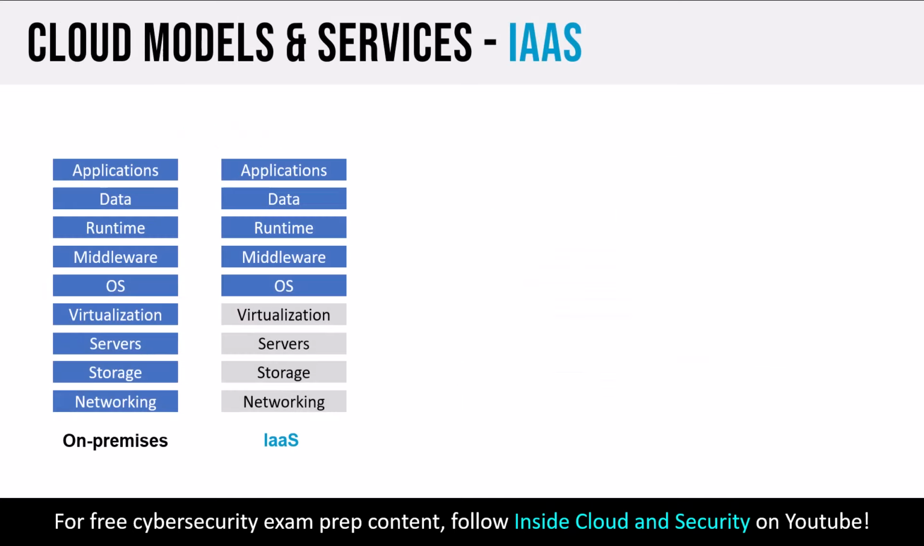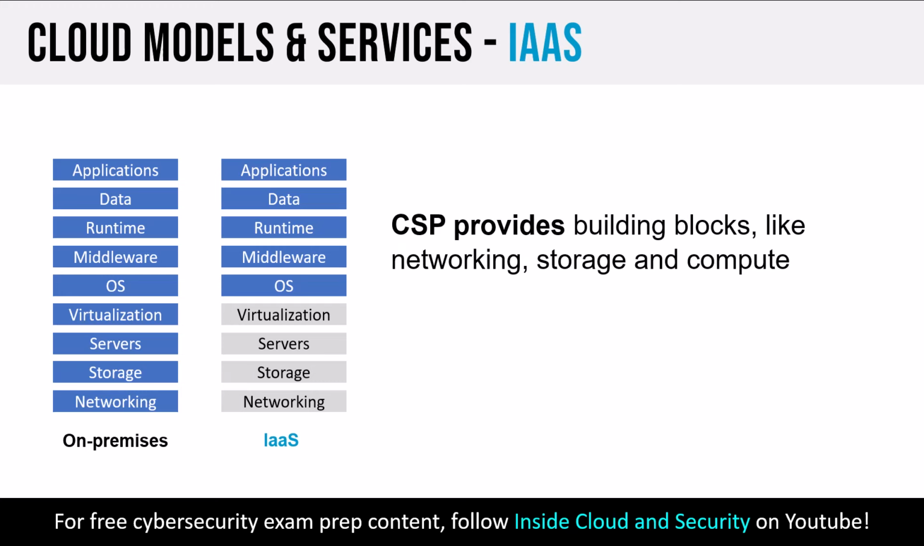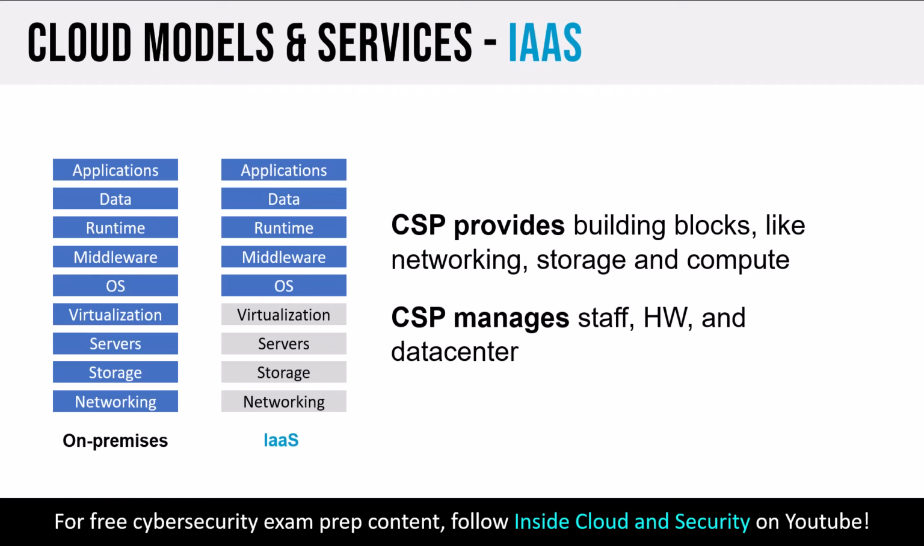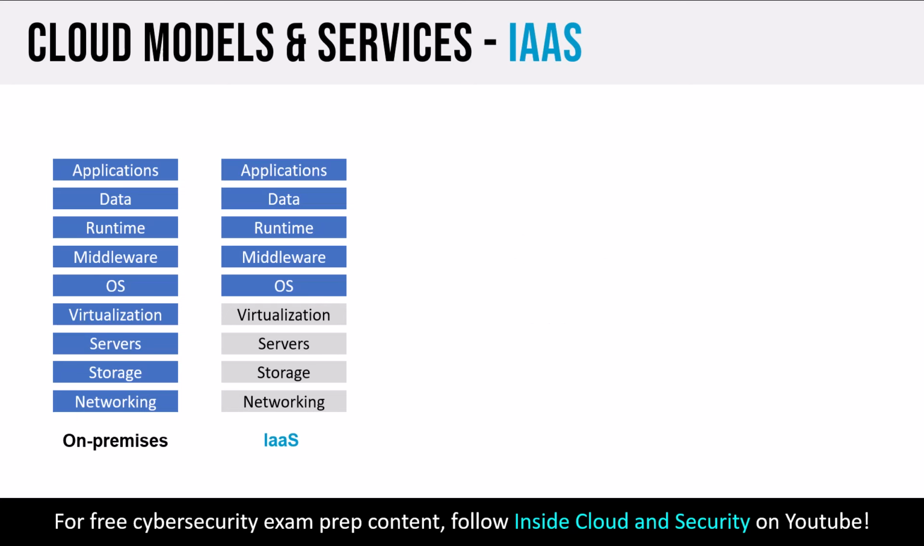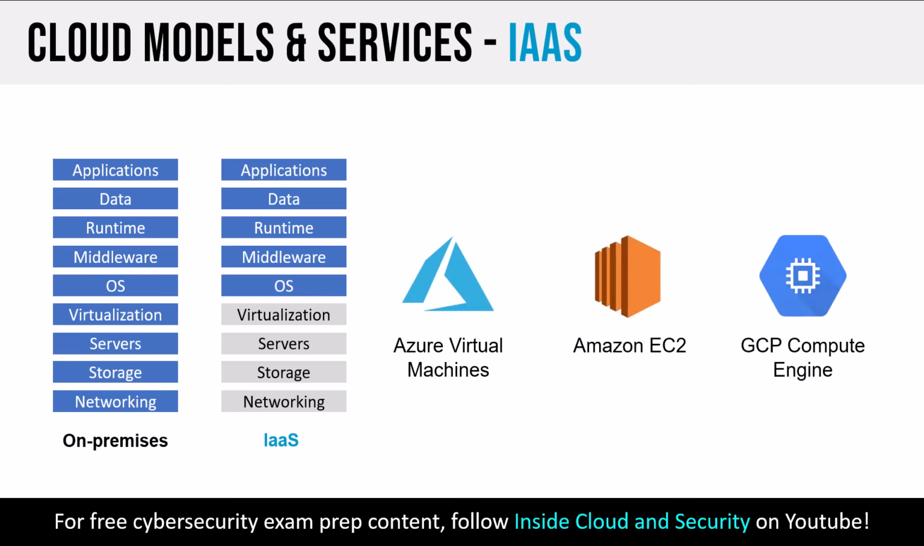So when we look at infrastructure as a service, the CSP provides the building blocks like network, storage, and compute. And the CSP manages staff, hardware, and data center. So in this model, we have examples like Azure Virtual Machines, Amazon EC2, and Google Cloud Platform's Compute Engine.